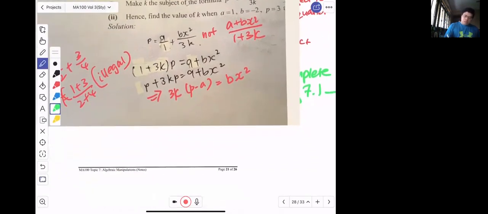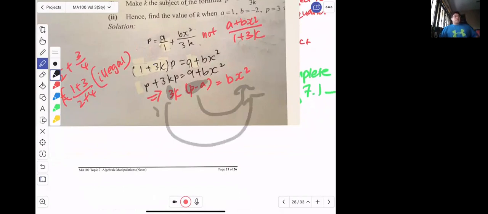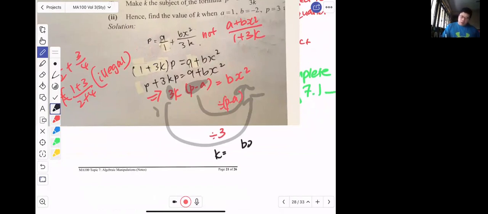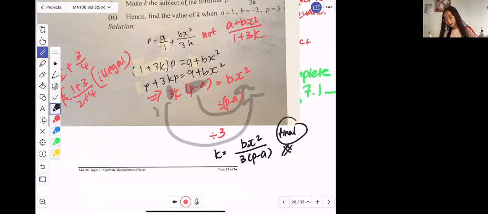Actually, you see that you want k left, right? So all these are the ones you need to throw over. I want to throw this one over, I want to throw this one over. So you divide by p minus a on both sides. You divide by 3 on both sides. Then you are left with k equals to bx squared over 3 bracket p minus a. This should be your final answer. The p minus a, you treat it as one item. Just bring across like that.